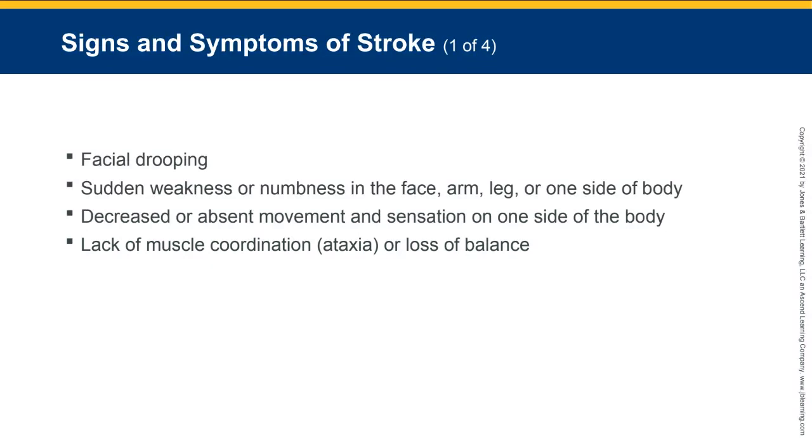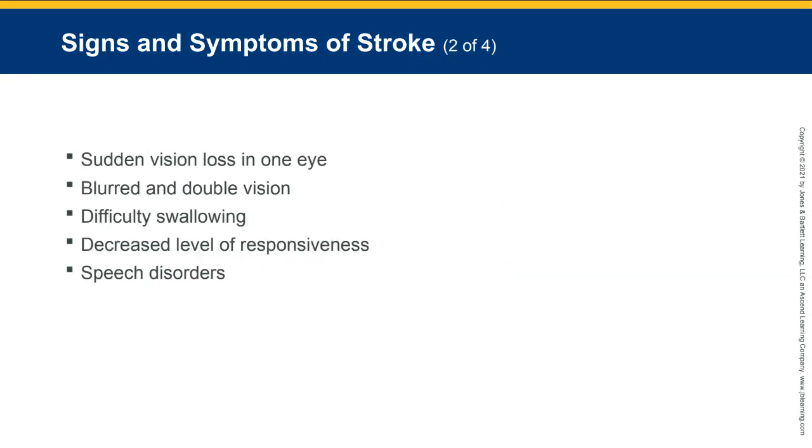So signs and symptoms of a stroke: facial drooping, sudden weakness or numbness in the face, arm, leg, or on one side of the body. Decrease or absent movement and sensation on one side of the body. Lack of muscle coordination, we call that ataxia, or loss of balance. Sudden vision loss in one eye. Blurred or double vision, difficulty swallowing, decreased level of responsiveness, speech disorders.